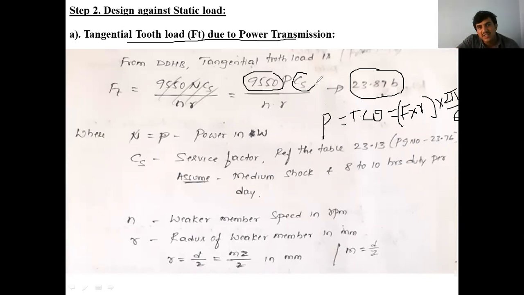Cs is what we call the service factor, whether light duty, medium duty, or heavy duty. P is the power that should be substituted in watt, not kilowatt. In the data handbook it is given in kilowatt. Make the correction: P is not in kilowatt, substitute P in watt. Cs stands for service factor. What are N and R? N is nothing but the speed of the weaker member in RPM. R is nothing but the pitch radius of the weaker member. P is the power in watt, Cs is the service factor. How do you get the service factor? Refer to 23.13, page number 23.76.